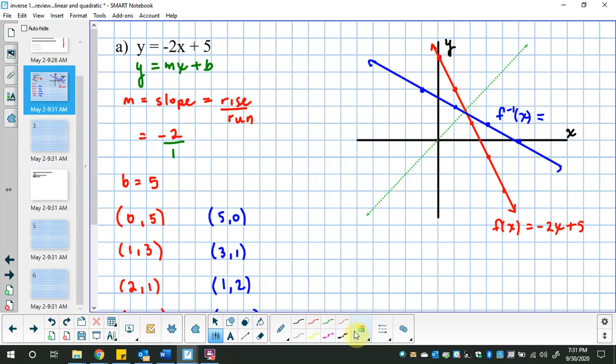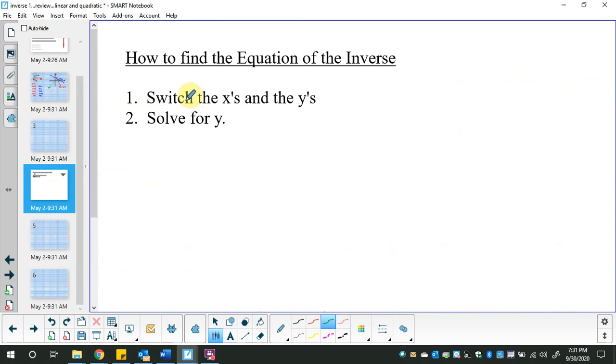I'm just going to add that label in. So if I ever ask you to graph the inverse and the original, I'll put that line in. You may see it on your page just to check your reflection ability. Okay, now let's work on this equation. I've got a brand new set of steps for that. This is how to find the equation of the inverse: switch the x's and y's and then solve for y.